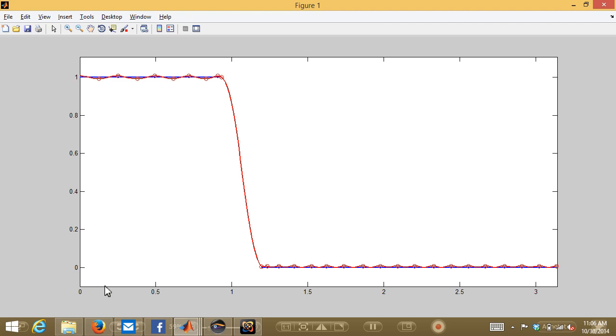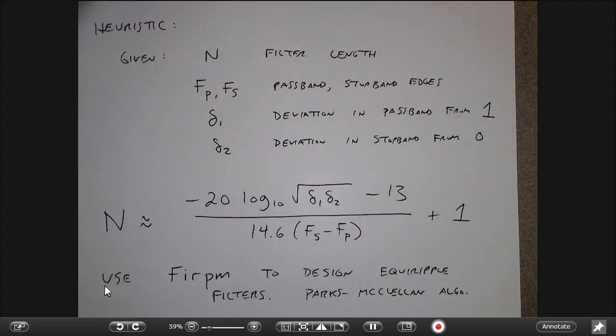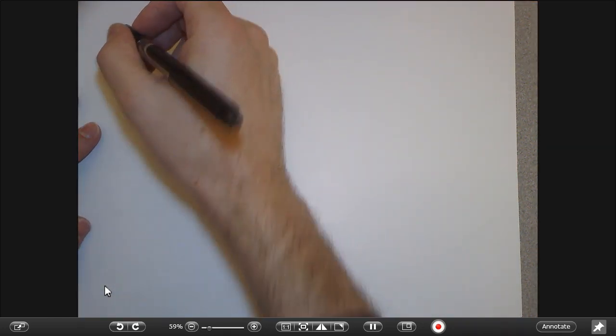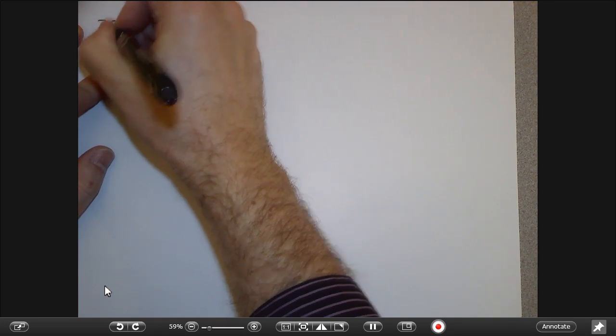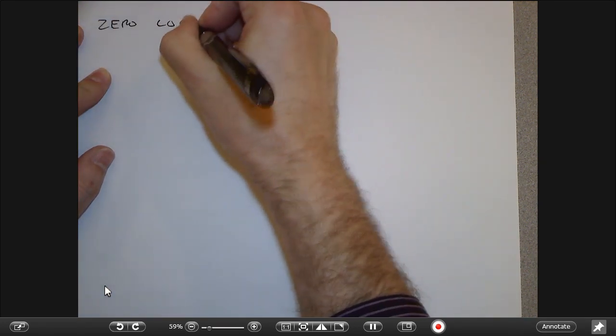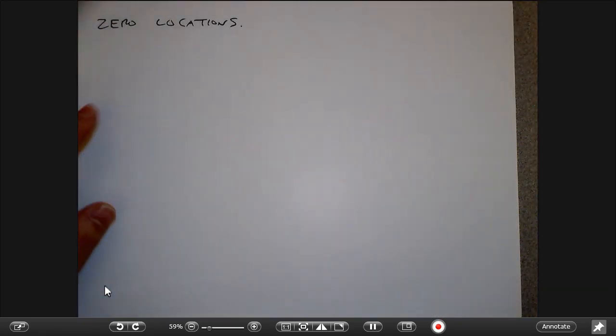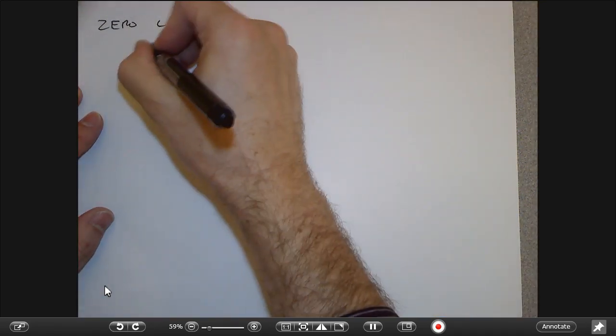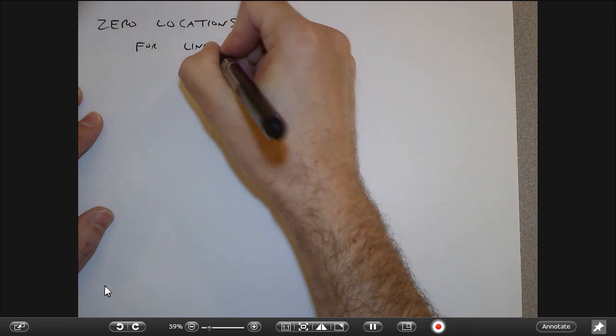Let me say one more thing, which is a minor note. I'm not sure why I didn't say this before. But another way to think about FIR filter design is by pushing around the zero locations. I just wanted to make one note about where the zero locations for linear phase FIR filters are.